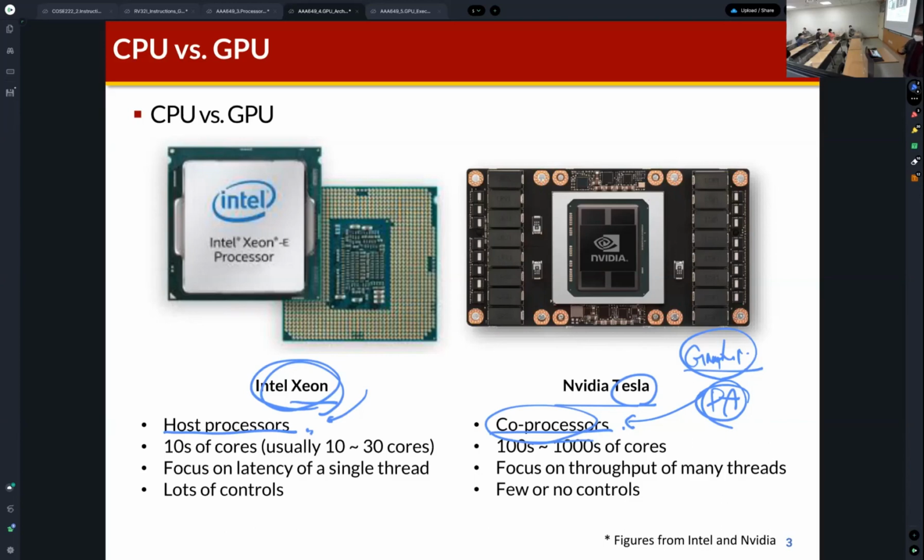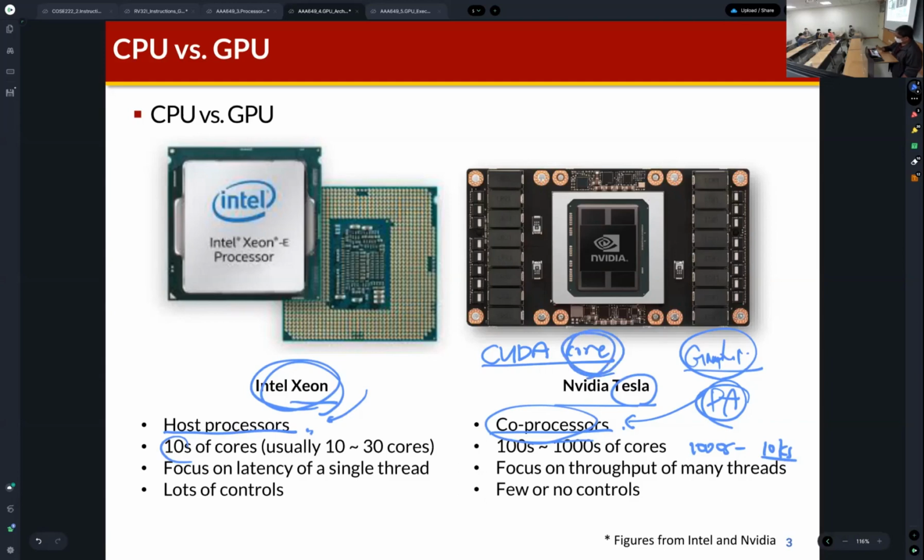And how many cores? The Intel Xeon processor has tens of cores, usually 10 to 30 cores. But if we just focus on the GPU, a single GPU has hundreds to thousands of cores, and recently reached thousands to 10K cores. This core is called the CUDA core by NVIDIA.